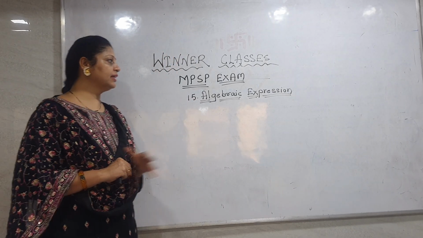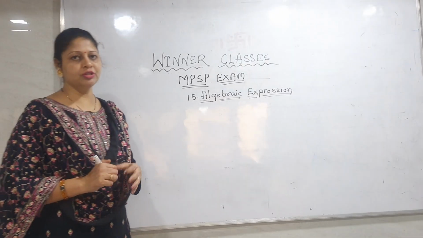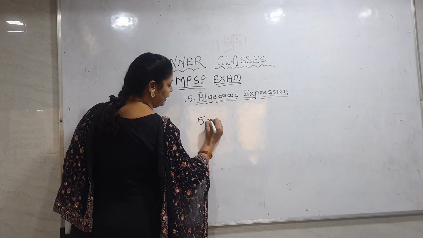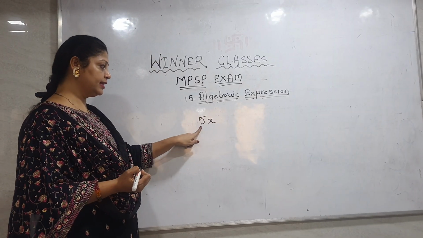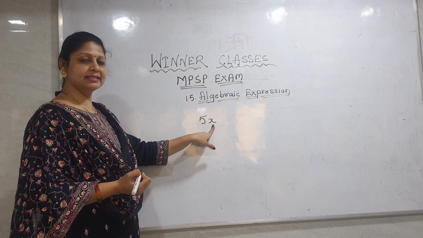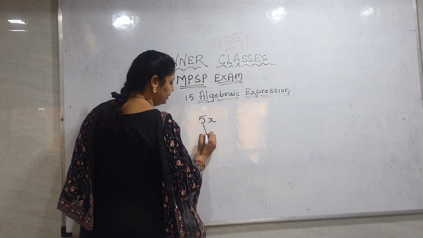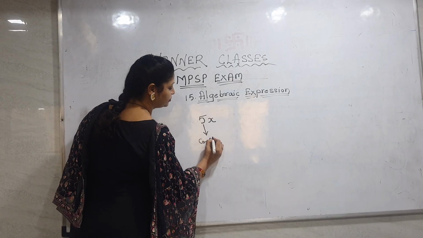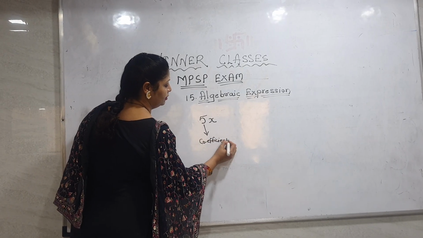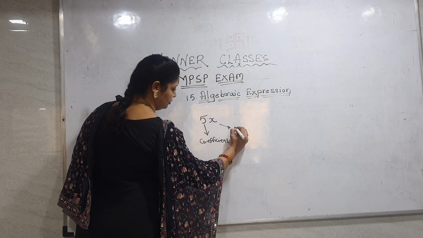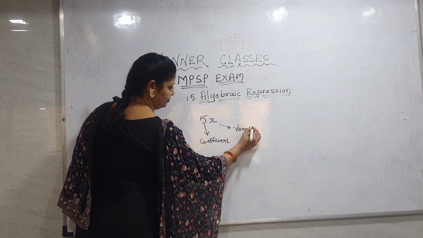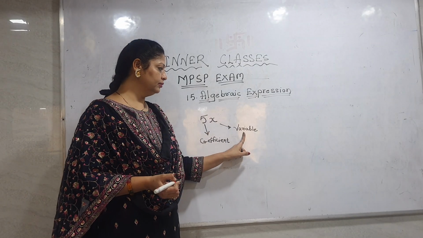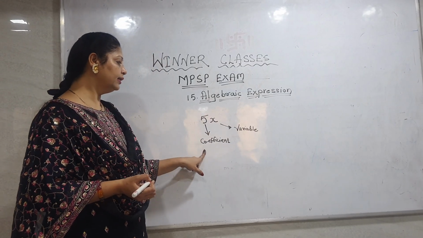Now in algebraic expression, the first and most important thing: suppose on the whiteboard I am writing 5x. Now see children, 5x. 5 is the number and x is the letter. So in algebraic expression, the number we call the coefficient and letters we call the variable. So letters or alphabets we call variable and the number we call coefficient.